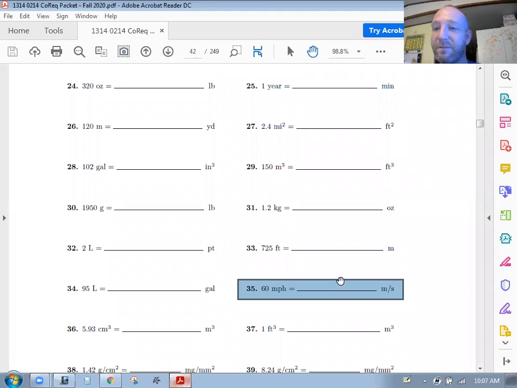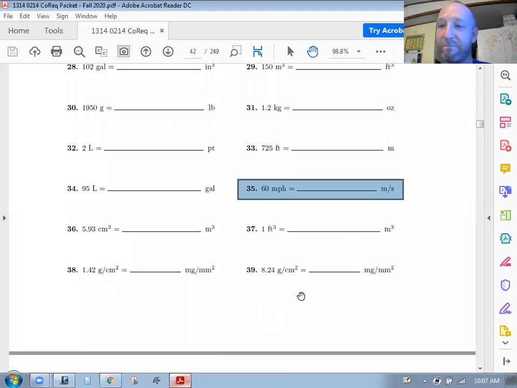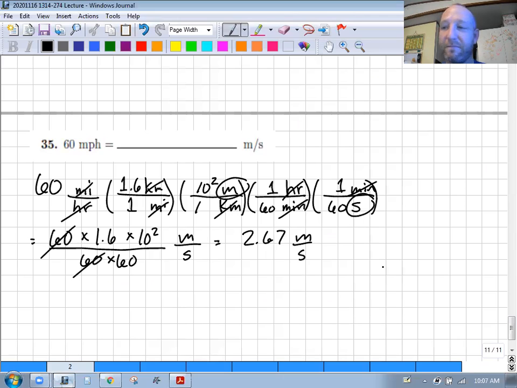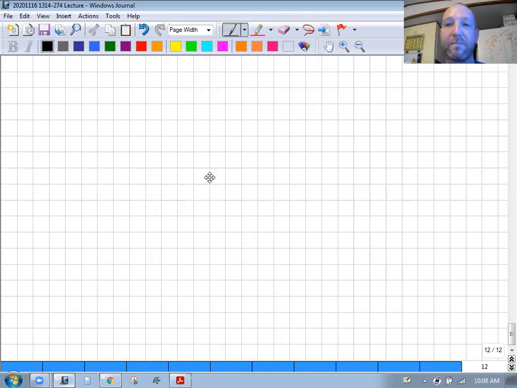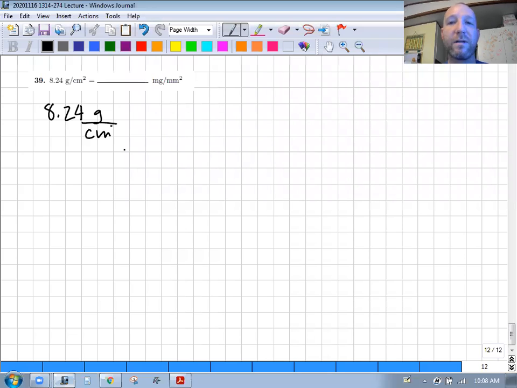All right, any others from this section? I'm gonna do like 39 here. Looks complicated. All right, we got grams per centimeter squared. So we need to go from grams to milligrams. That's easy enough. Let's see, there's 10 to the third milligrams per gram. All right, we got to go from centimeters to millimeters squared.